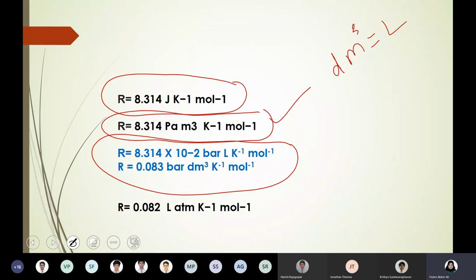8.314 into 10 raised to minus 2 will become 0.083. Ma'am, so both those values are the same? Yeah, same thing only. If you multiply 8.314 into 10 raised to minus 2, what you will get is 0.08314, right? Only thing is that instead of L liters, we have used dm cube.